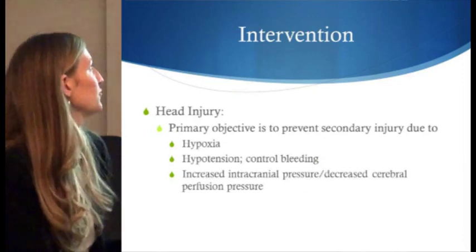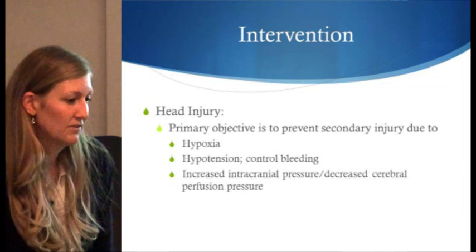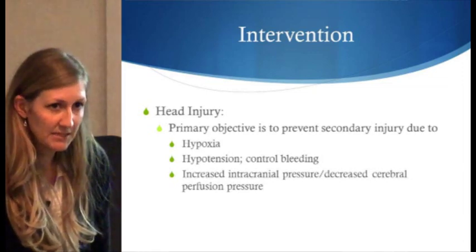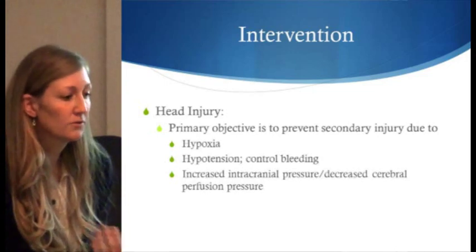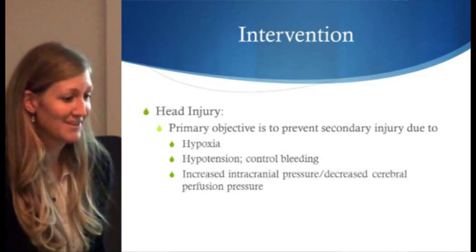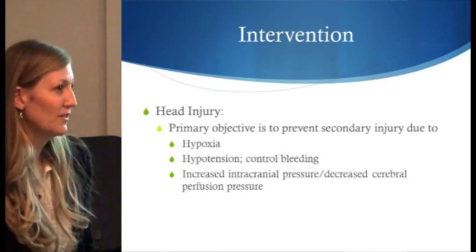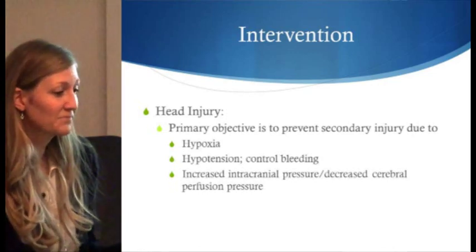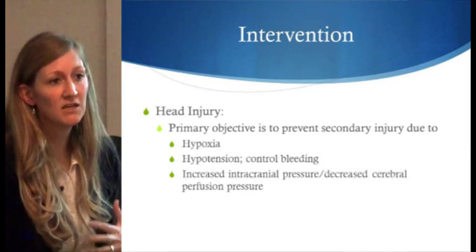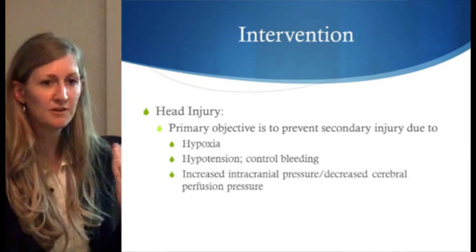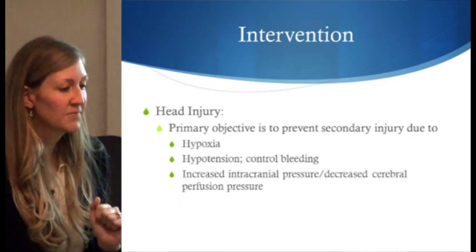So a head injury patient, how do we intervene? What are we doing for these types of patients? So our primary objective, like I said, is to prevent the secondary injury. And the top 3 things that we do to try to prevent a secondary injury is to make sure that they are getting enough oxygen so they don't become hypoxic. We're controlling the bleeding, we're controlling their blood pressure, we're trying to maintain an optimal blood pressure to get enough blood flow to the brain.